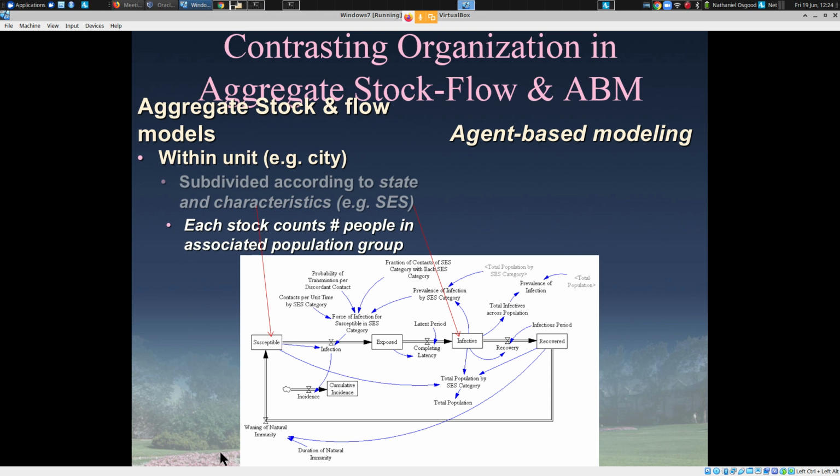In system dynamics modeling and compartmental modeling, we sort of subdivide the population according to the state. We sort of put people in different boxes according to their status, whether they're susceptible, exposed, infected, recovered. In other words, we organize the model according to the characteristics of people. That's the kind of building blocks the model have to do with their characteristics. And each stock counts the number of people. The data computed is just the number of people in each stock.